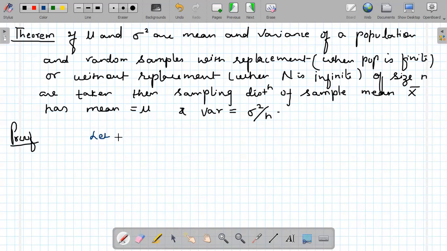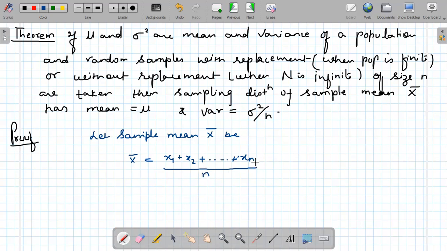Let sample mean x bar be x1 plus x2 plus xn divided by n, where n is the sample size. तो आप सैंपल मीन ऐसे ही निकालेंगे.